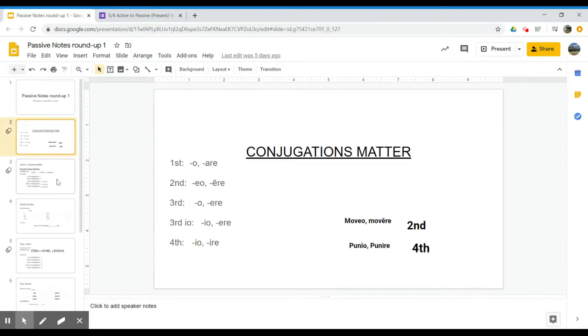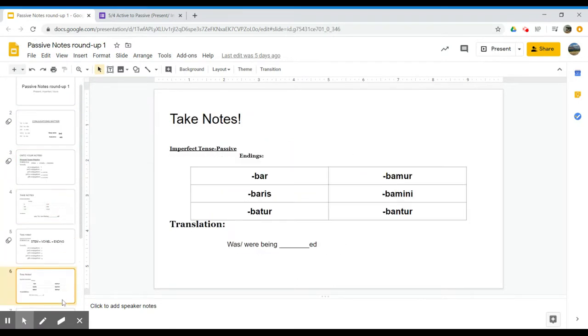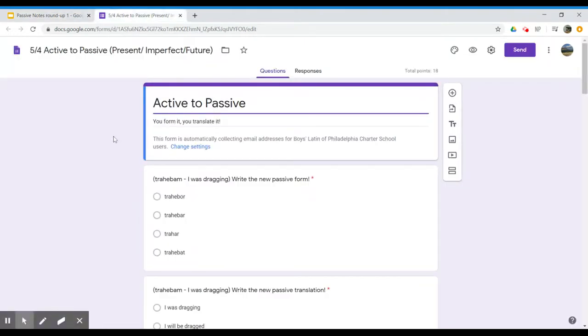I'm not going to go through and explain it all. All these slides are pretty well labeled. If it's the imperfect, you see the imperfect endings there. If it's the future, you see the future endings, and the translations are on separate slides as well. So make sure you use that. Your work today is in a Google form.